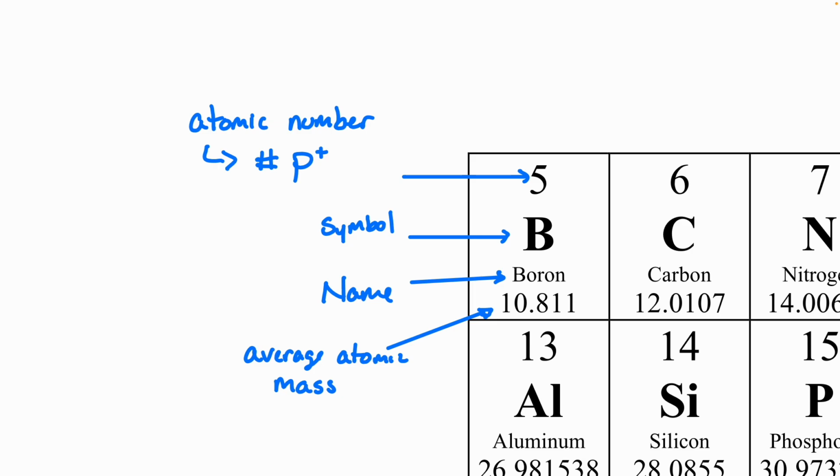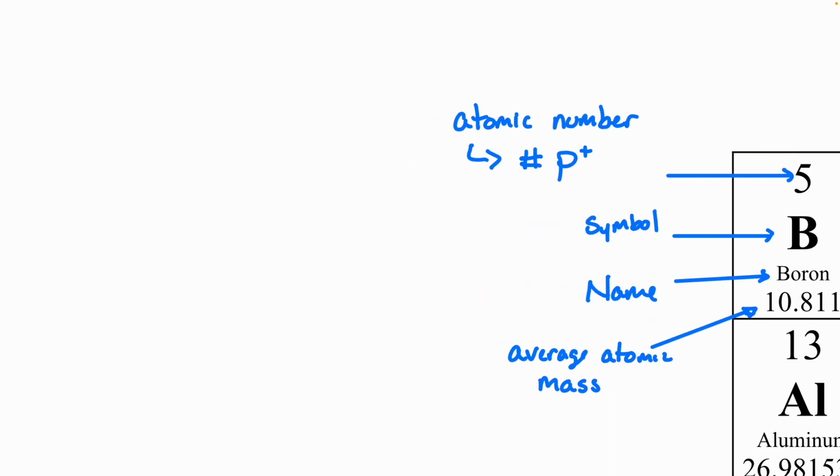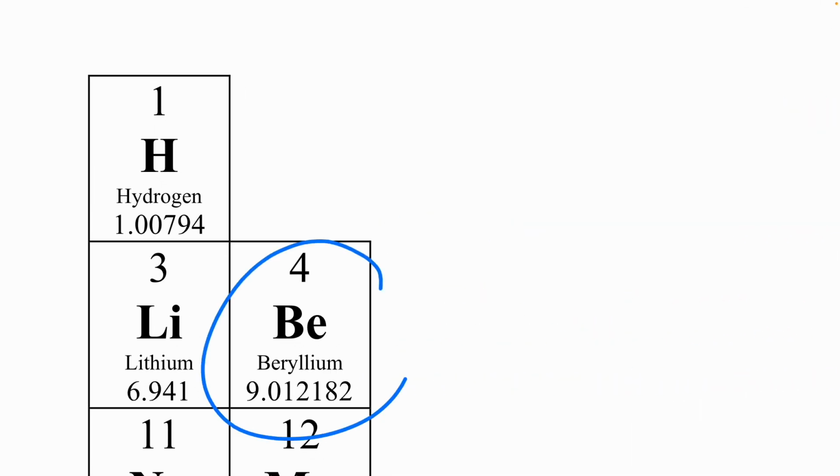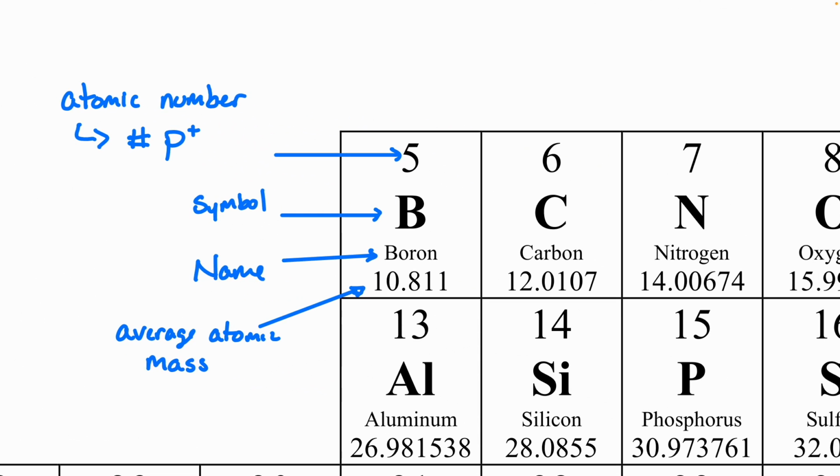But again, importantly, what makes boron boron is the fact that if I'm holding a boron atom in my hand, it has 5 protons. If I take a proton away, it is no longer boron. Now it's going to be beryllium. The number of protons will uniquely point you to one of those tiles on the periodic table. Now, not all boron atoms are created equal.